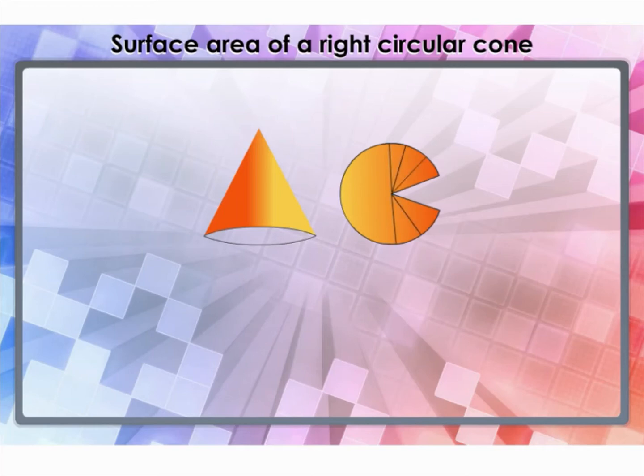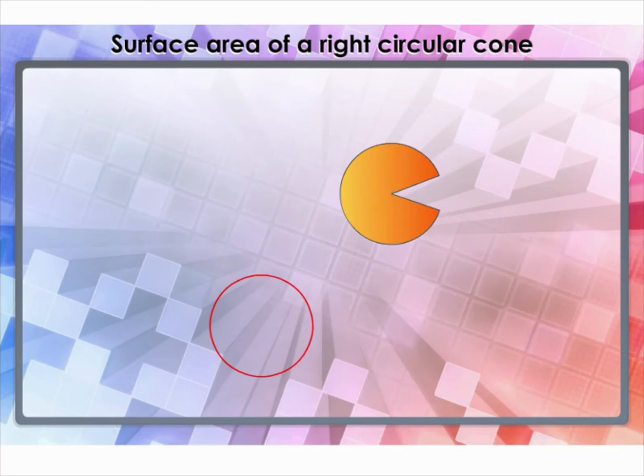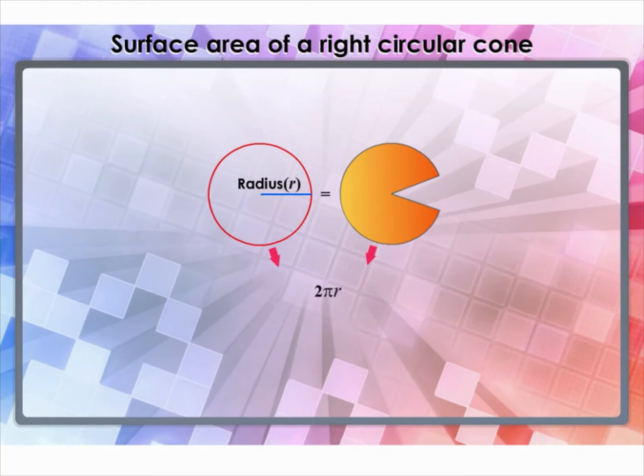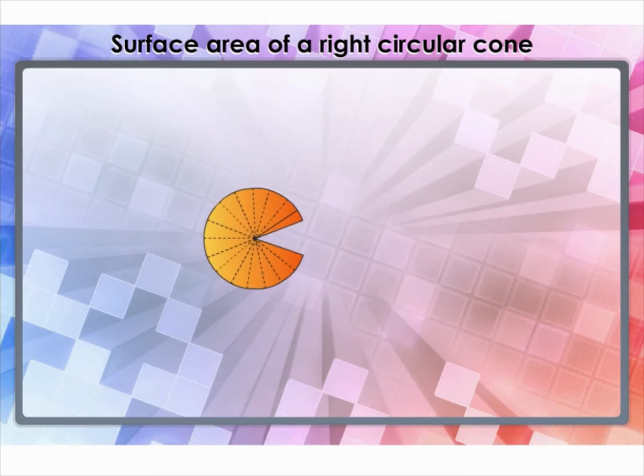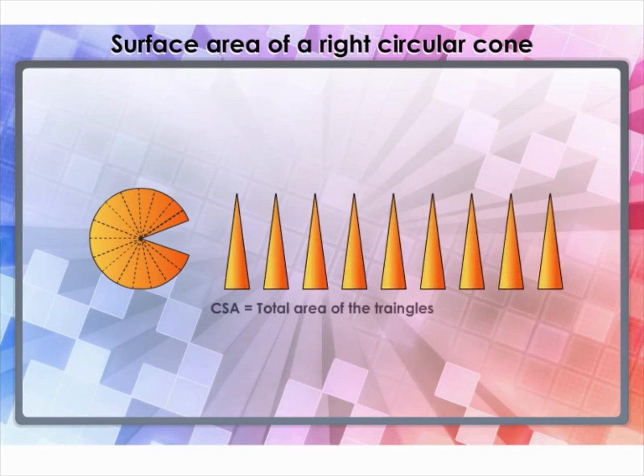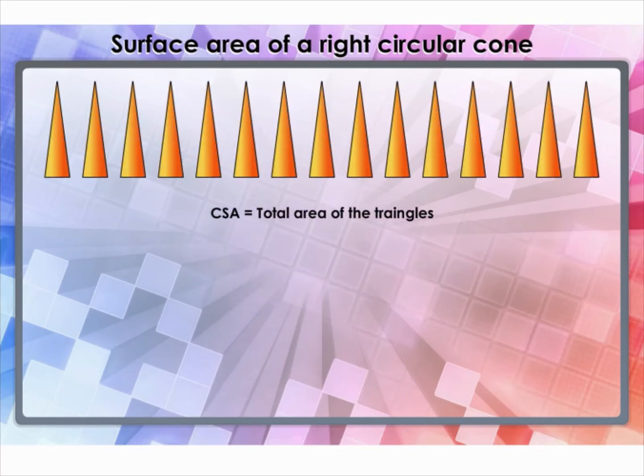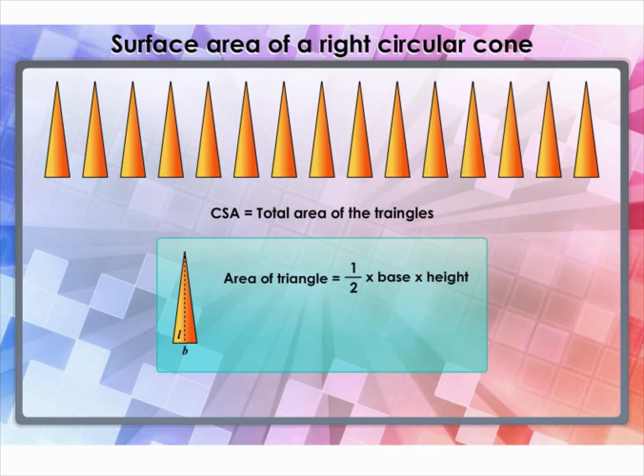The straight edges represent the slant height L. The curved edge represents the edge of the circular base. Hence, the length of the curved edge will be equal to the circumference of the circular base of the cone, which is equal to 2 pi r, where r is the radius of the base. Now let's divide the piece into as many triangles as possible. The CSA of a cone will be equal to the sum of the areas of these triangles. The area of each triangle is calculated as half base into height, wherein the height is the same as the slant height L of the cone.